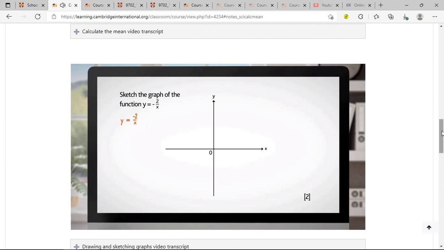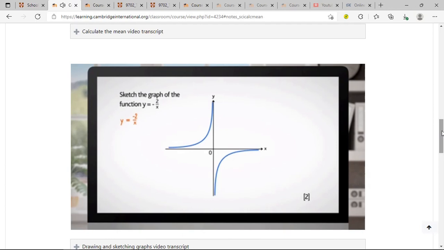When the x-coordinates are positive, the y-coordinates will be negative. And when the x-coordinates are negative, the y-coordinates will be positive. This means that the sections of this graph will be in the top left and bottom right corners of the diagram. The x-axis and y-axis will be asymptotes as they were before. This is what you should have drawn.